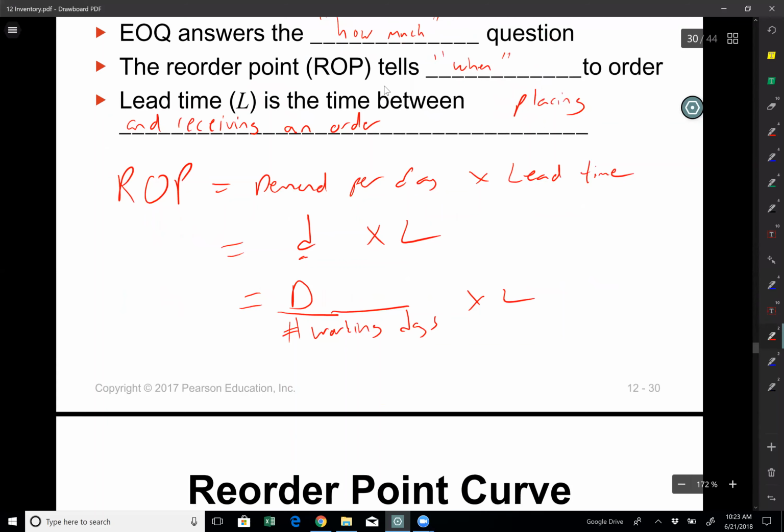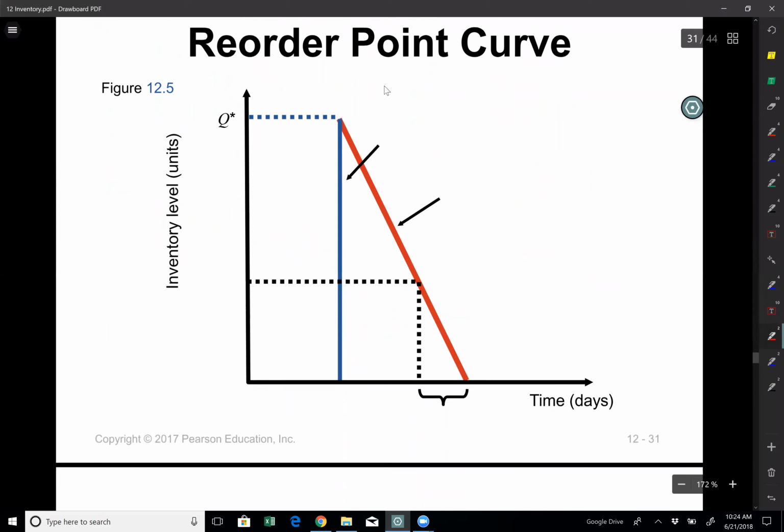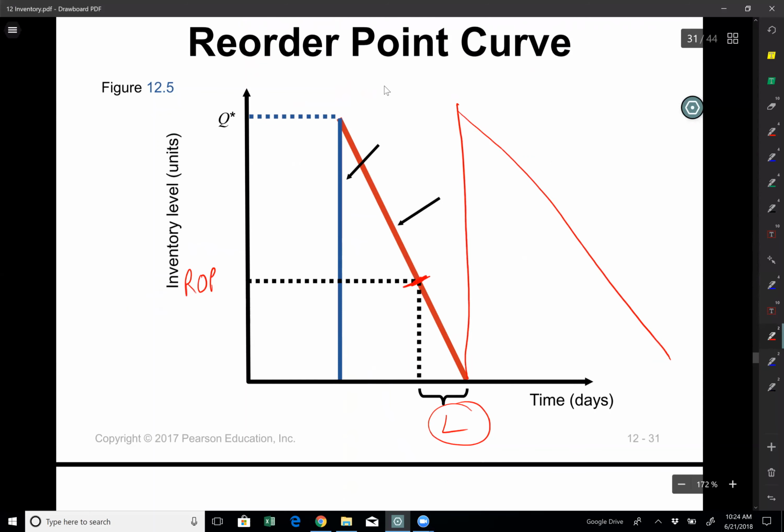So let's look at a reorder point on a graph. As you see here, this is my reorder point, and this is my lead time right here. So I need to order my products here because I know that it will take L number of days until I get my products back again to me. So I need to have enough inventory for L days, right? Otherwise, I will be out of inventory.